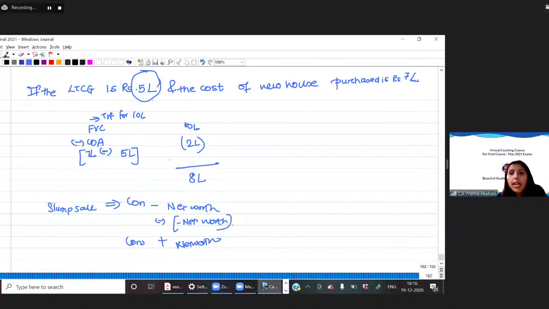Sumit, you are asking whether the exemption under section 54 would be available for cost incurred for construction before the transfer. Construction must be completed within the 3 years period, but it can be started earlier, so you can claim that. There are decisions with respect to that. The construction should be completed within 3 years from the date of transfer.